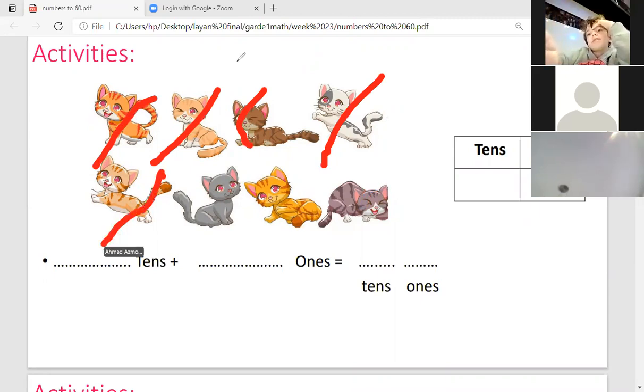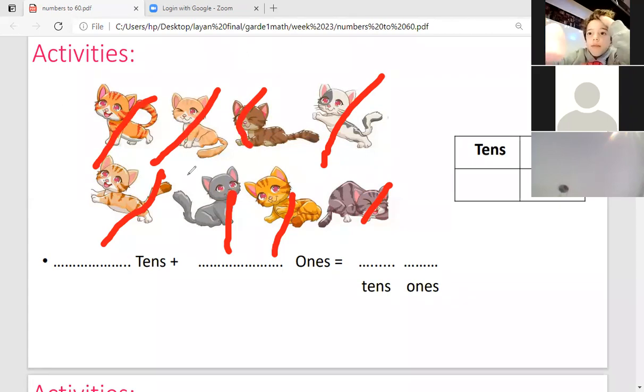Five. Okay. Ten. Okay. Eight. Okay, do we have 10 here? Ahmed, do we have 10? No. Should we make them a circle, yes or no? No. Excellent, because we don't have tens.